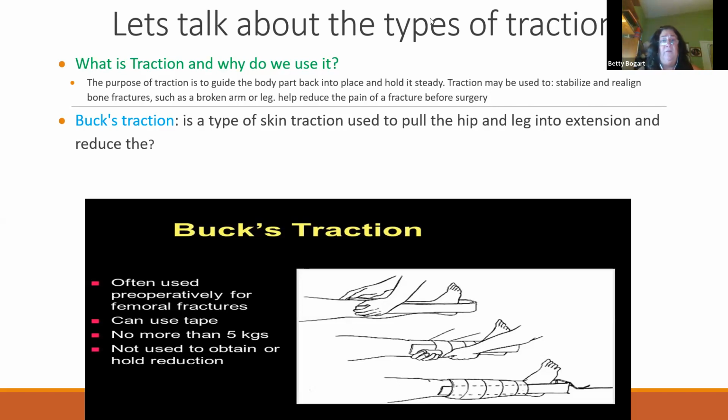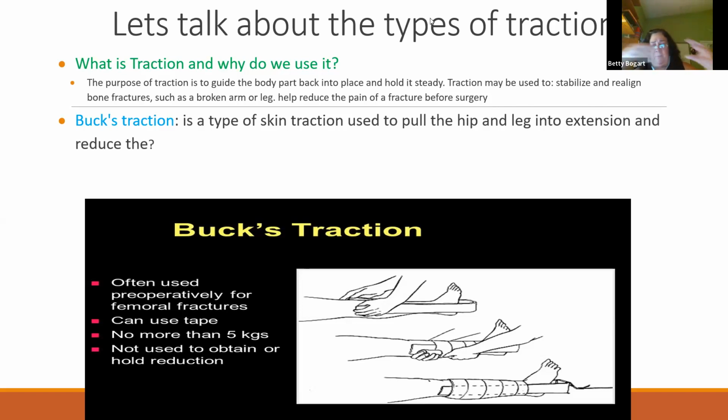Buck's traction is used for fractured femurs. What are fractured femurs? It's this bone, that big bone in the upper leg, and it cracks. And when it cracks, there are these little tiny pointy things that get into the muscles and into the nerves. And because it's a big muscle, it spasms. And these little pointy things create a lot of pain. Buck's traction straightens it and puts it in a better position until they can get to surgery.